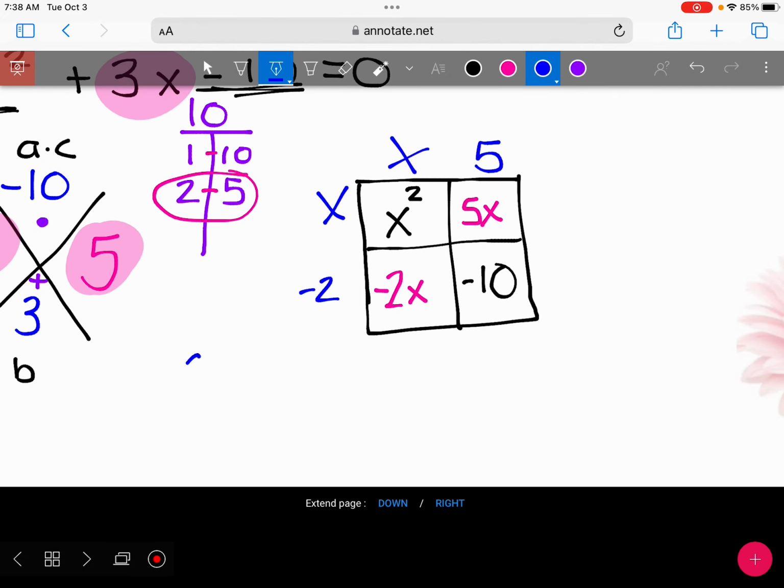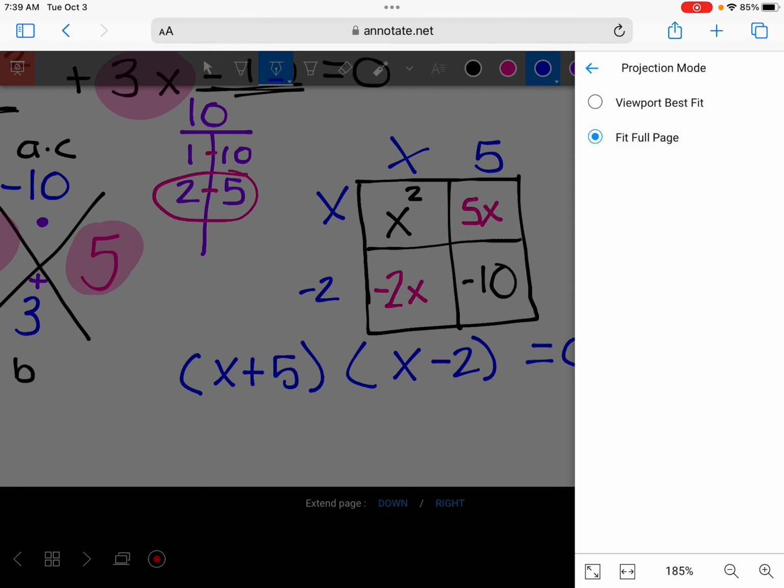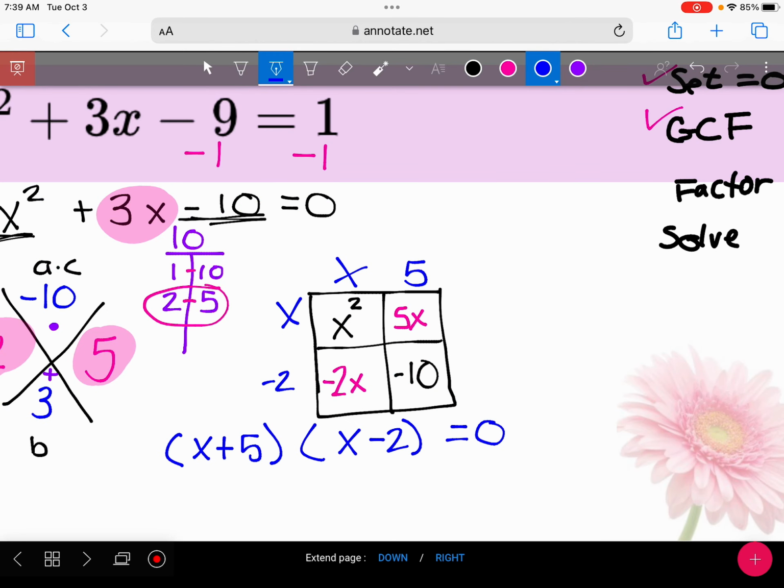So our factored form is x plus 5, x minus 2 equals 0. And that's our factoring part.